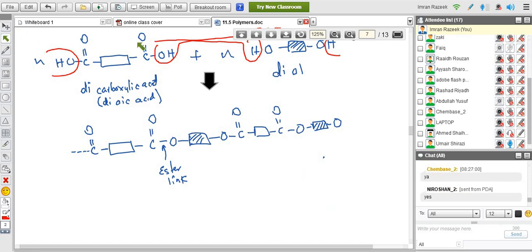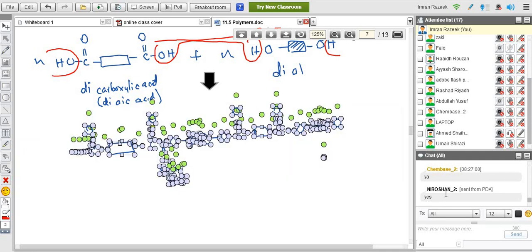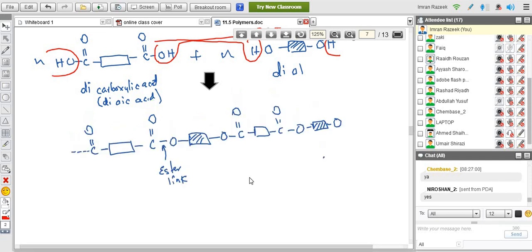Yeah, Omer, your question? Sir, what is the thing next to the HO on the left side? This one? This is N, on the left. N means many. That is many diol molecules, right? Because in polymers, not just one combines, many combine. So I'm going to just represent 3 repeating units here. 3 repeating units.